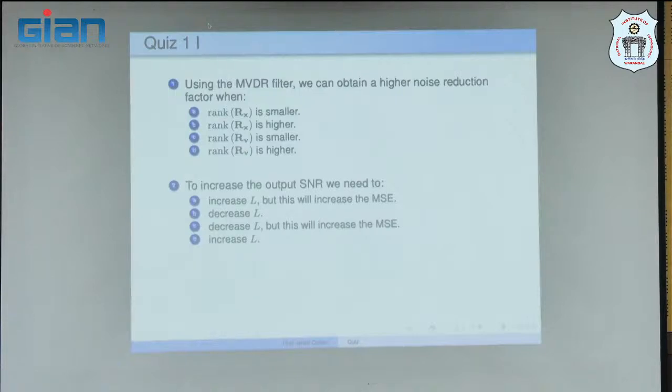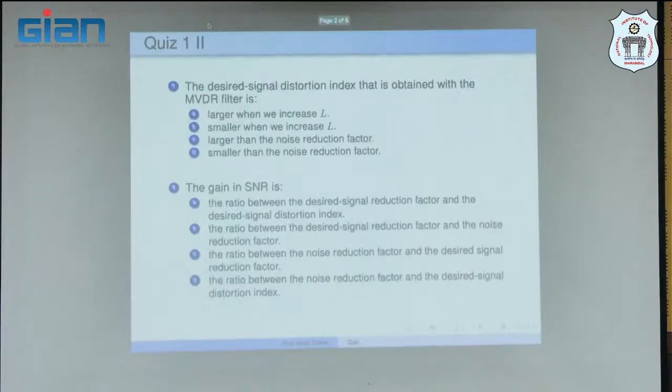Okay, let's move on. The desired signal distortion index that is obtained with the MVDR filter, A, B, C, D. D, smaller than the noise reduction factor. That's true, because the desired signal distortion index actually is 0 for the MVDR. So it's necessarily smaller than the noise reduction factor. The noise reduction is a positive number. Okay, the gain in SNR, A, B, C, D.